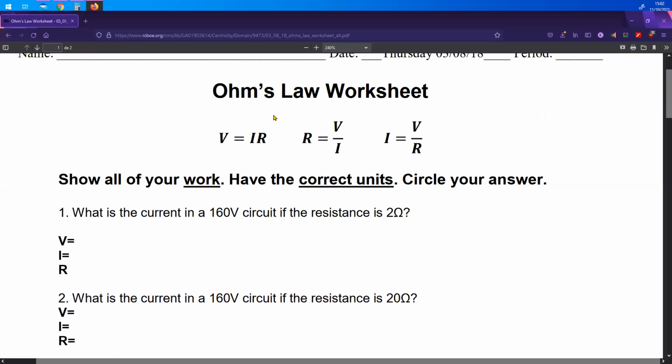We have a reminder of Ohm's Law. Voltage is going to equal current times resistance.